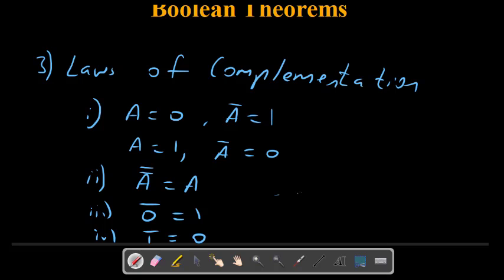Here there is no need for verifying using the NOT gate. It's straightforward. If you have to, you can even verify using a NOT gate also. If this is 0, this is 1; if this is 1, this becomes 0, and so on. And if we connect one more NOT gate, this one will become 0 again. So double negation gives the variable itself. So these are the laws of complementation.